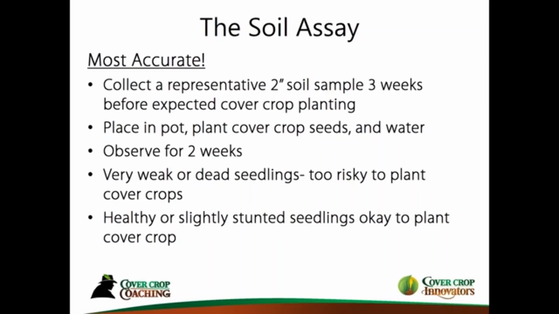So do this about 3 weeks before you're expecting to plant a cover crop, because it takes about 3 weeks to really understand everything. So you go around the field, and you can just take a shovel and skim off the top 2 inches, put it in a bucket, mix it up good, put it in a pot, and then plant the cover crop seeds that you're intending to plant. Of course, water them, and keep watering them as you need to, and observe them for about 2 weeks. By that time in the summer, they should be 1 to 2 inches tall, whatever species they are, and you will be able then to get a very good indication of what is in your soil.